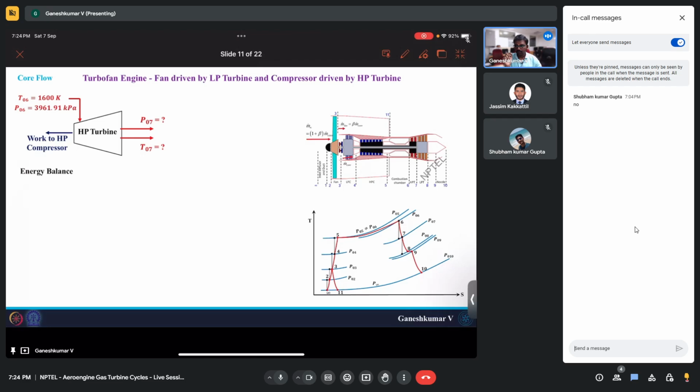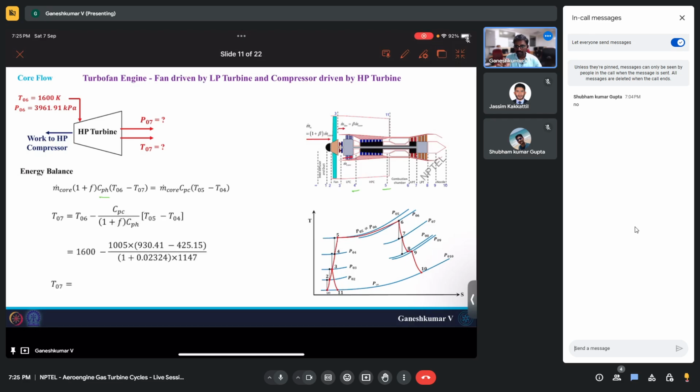And again, you can do energy balance. The LHS of your equation is the work generated by the HP turbine, you can see CPH, and the RHS is the work required by the high pressure compressor. Okay, T05 minus T04, 5 minus 4. Now you can substitute these numbers, and you will end up with the temperature at the exit of the high pressure turbine being 1167.16 Kelvin. Okay, this is the temperature exiting the high pressure turbine.